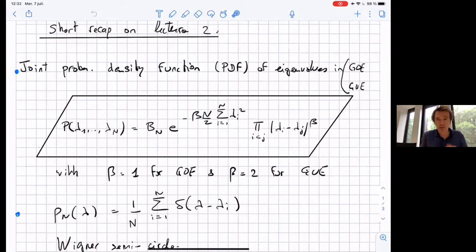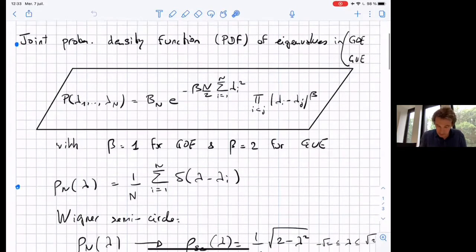And we started to investigate some properties that can be extracted from this joint distribution. Of course, in general, it's quite complicated because of this term, which really couples in a non-trivial way the different eigenvalues, which up to now, I told you one can see as the positions of a gas of interacting particles, if you want, via these logarithmic interactions.